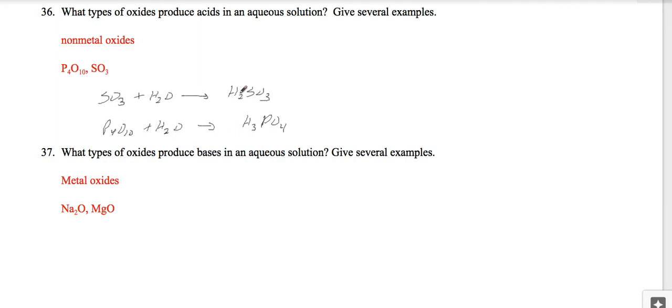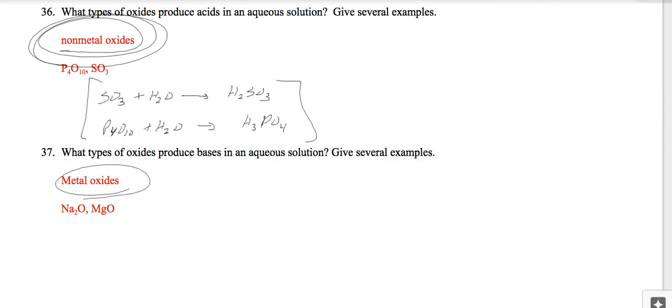And I don't know if this is something that we really need to know. Like, it doesn't come up again during the course of the year. I don't think it's on the test, really. It's just some additional chemistry knowledge that we can look into. But this part you do want to know. The nonmetal oxides are going to be the acids, where the metal oxides are bases.